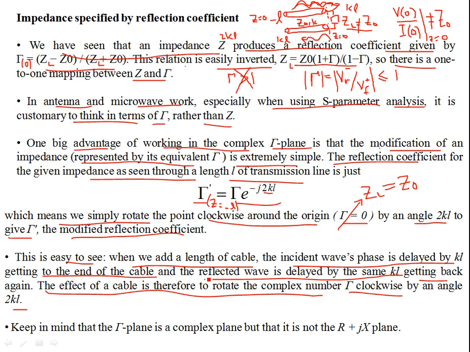It is getting to the end of the cable. The reflected wave is delayed by the same kl getting back again. So the effect of the cable is therefore to rotate, so what you're doing is rotating the complex number gamma clockwise by an angle 2kl.